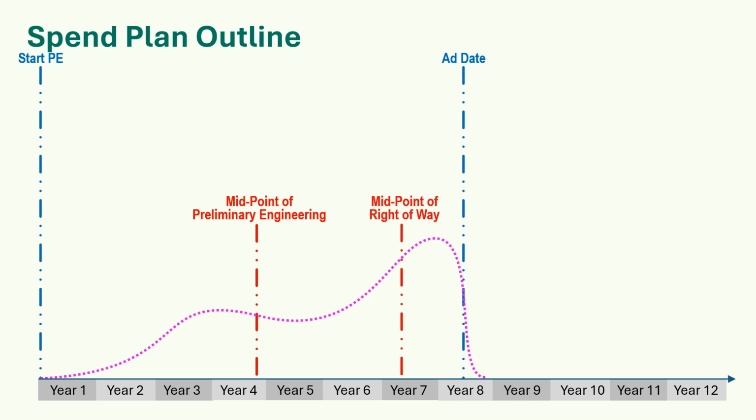Find the approximate midpoint of your right-of-way spend. Let's assume a bell curve right skew for this phase, and place it here. Now, spread that curve out between the dates this phase will occur.